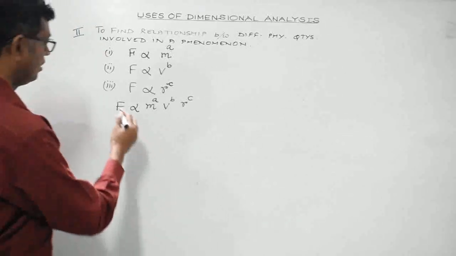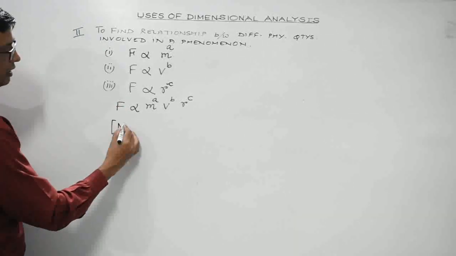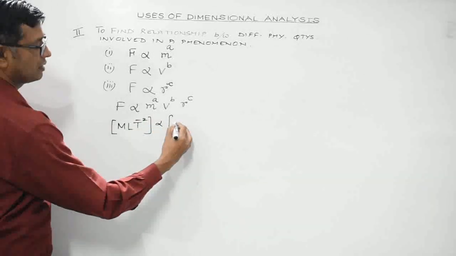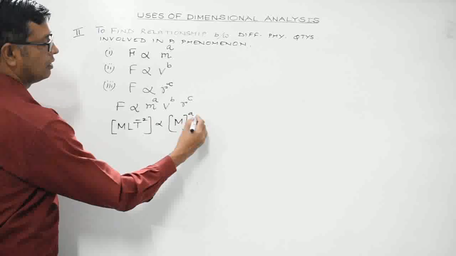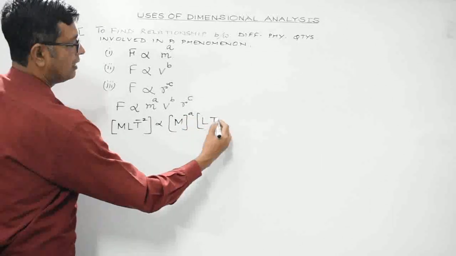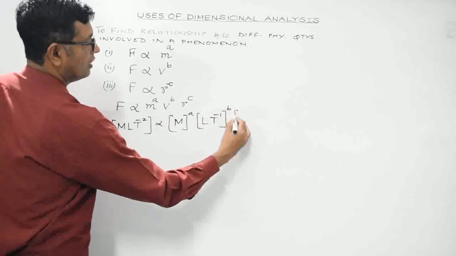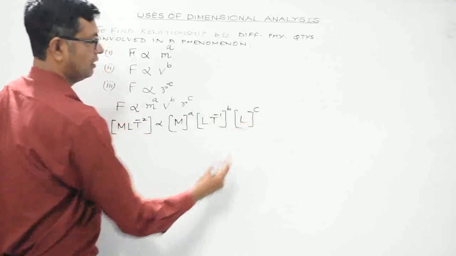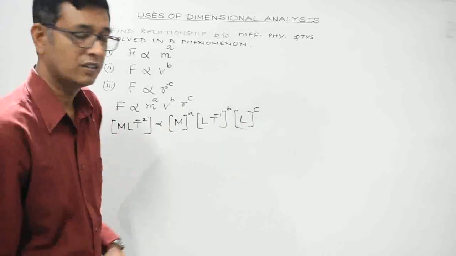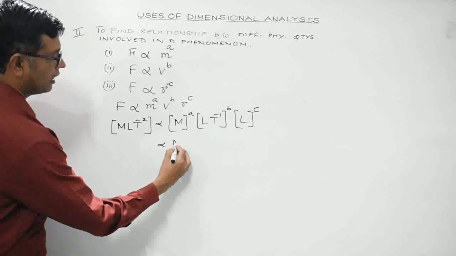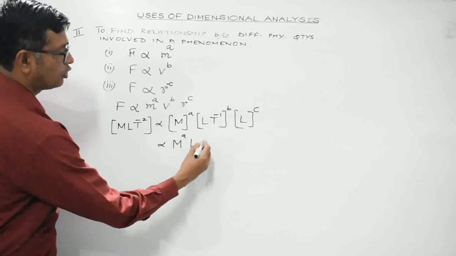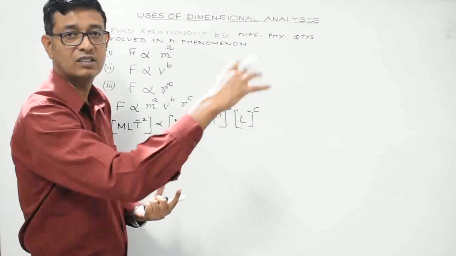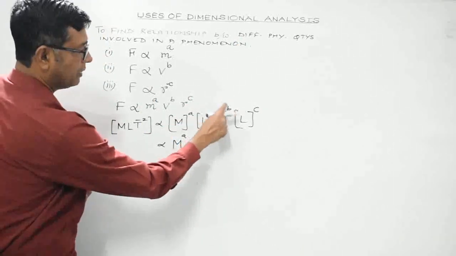Right? Let's do it. Force, its dimensional formula is M L T to the power minus 2. Mass, its dimensional formula is M. Velocity, its dimensional formula is L T to the power minus 1. Right? Radius, its dimensional formula is L. Now let's keep on solving it. Right? So, M to the power a, L to the power, over here it's b and over here it's c. When the base is same, then the powers get added up. So L to the power b and L to the power c.